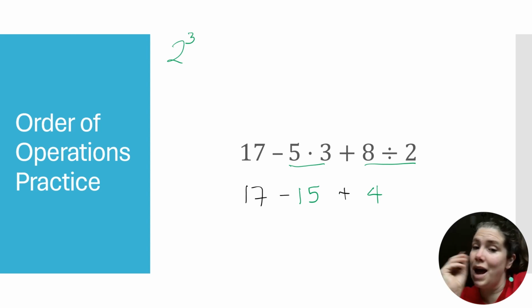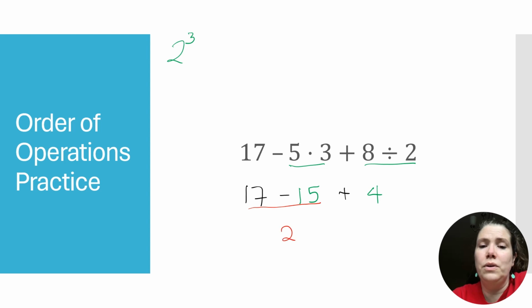And now we can do our adding and subtracting again from left to right. So first I'm going to do 17 minus 15 is 2. And then I can do 2 plus 4 is 6.